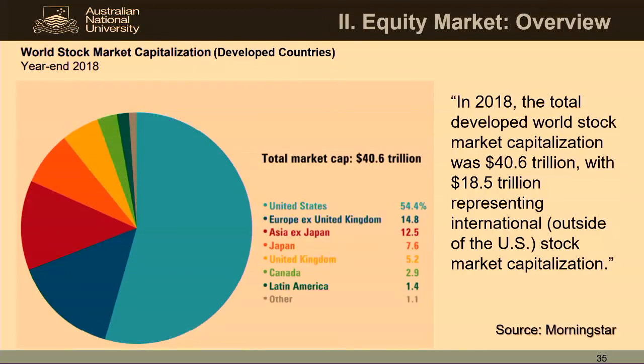And then in terms of a more fine look at which countries we are talking about, the United States is the pale blue part, taking on 54.4% at the end of 2018, with Europe, but not including the United Kingdom, at 14.8%, Asia, not including Japan, taking on this much, and so on. So this tells you roughly a story of who the major players are in the global equity market.